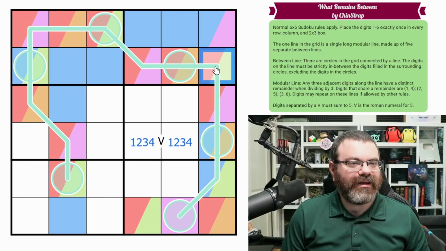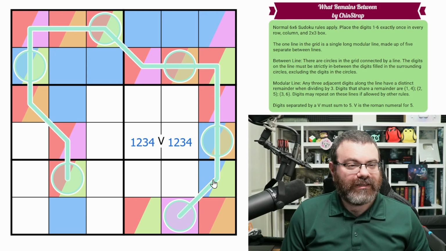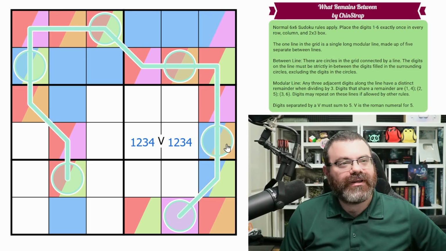So which blues are on here? So 6 cannot be green. So green is definitely not 3-6. So 6 is either blue-orange or blue-purple. 6 is blue-orange or blue-purple. How do I prove which one?